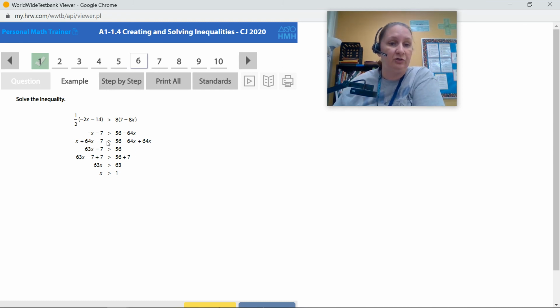And then we're going to simplify things and get all the x's on the left and all the numbers on the right. So they did the x's first, the numbers second, and then they divided. Now, on that last step, they divided by a positive, so the symbol did not get switched.